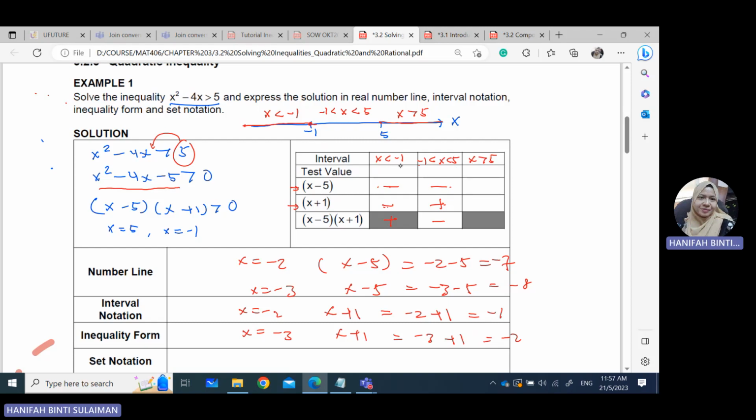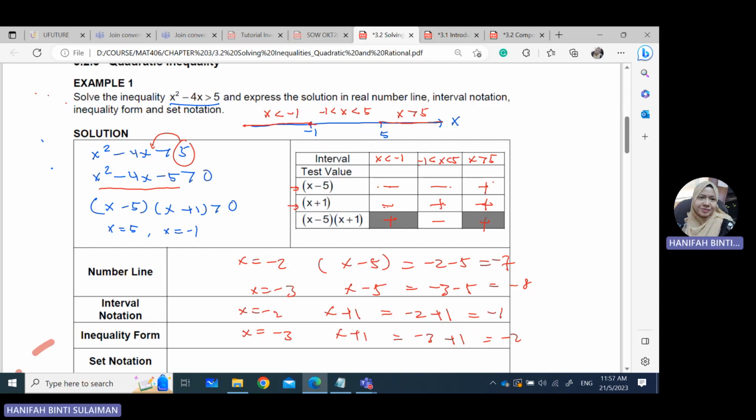So untuk yang ini, x greater than 5. So test value, let's say we take x equals to 6. So 6 minus 5, positive 1. 7 minus 5 is a positive. So it is always positive. So untuk yang ini, positive. So positive, positive is positive.